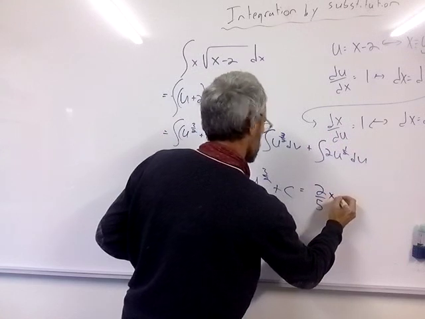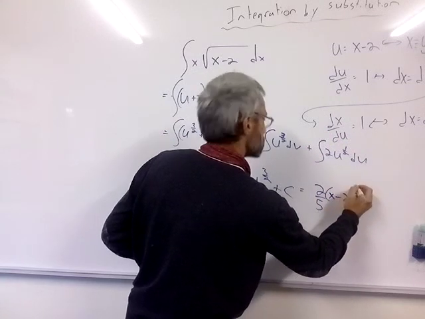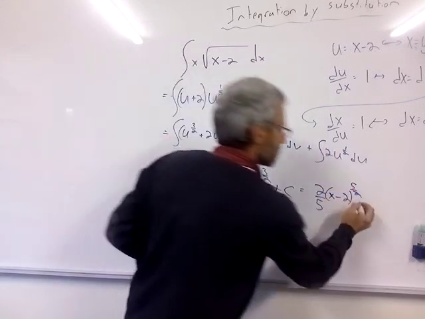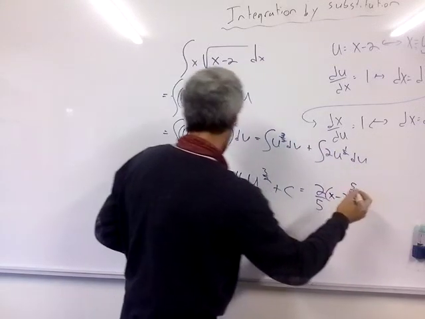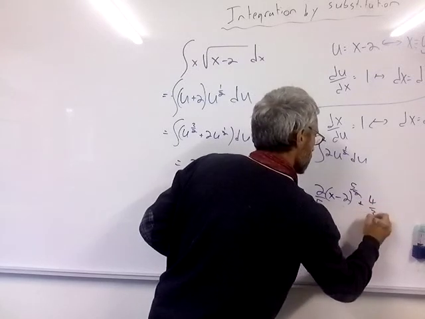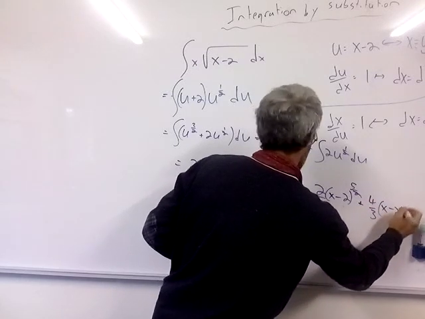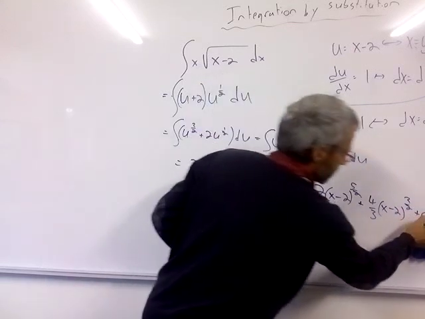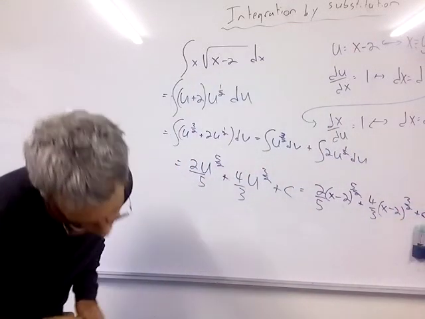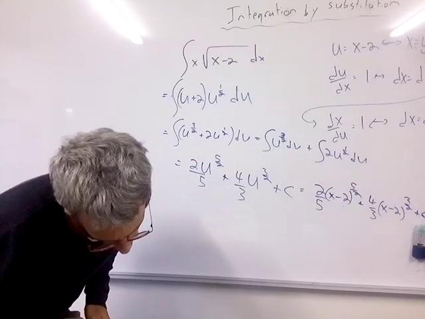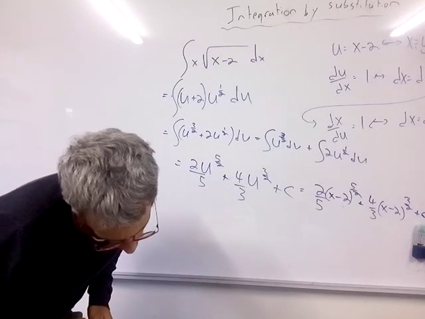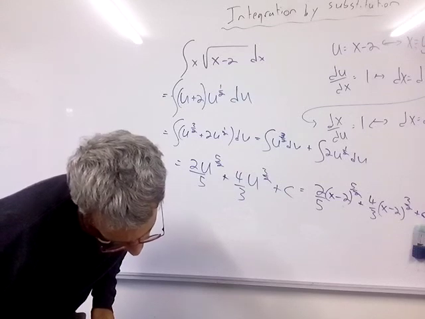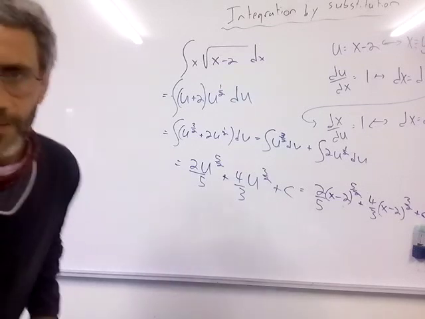So it's 2/5 times (x minus 2) power 5/2, okay, and in our level, we can leave these things like that. We don't need to write it in a nice way. Plus 4/3 (x minus 2) power 3/2 plus the c. I'm going to quickly check that we got it right. Yeah, it looks all right. That's fine. I'll pause here.